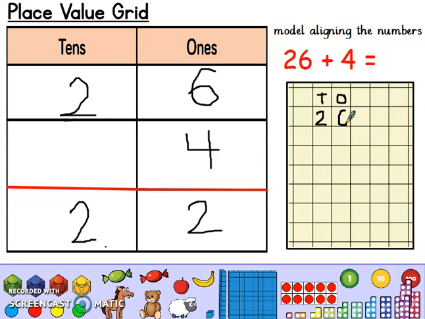2 tens and 6 ones in 26, no tens and 4 ones for the number 4. Very neatly with a ruler draw my line, add my symbol so that I know it's take away, because otherwise I might get confused and think it's adding. And my answer needs to go in the correct column. So there are 2 tens in 22 and there are 2 ones. What a lovely presentation. That's what I want yours to look like.